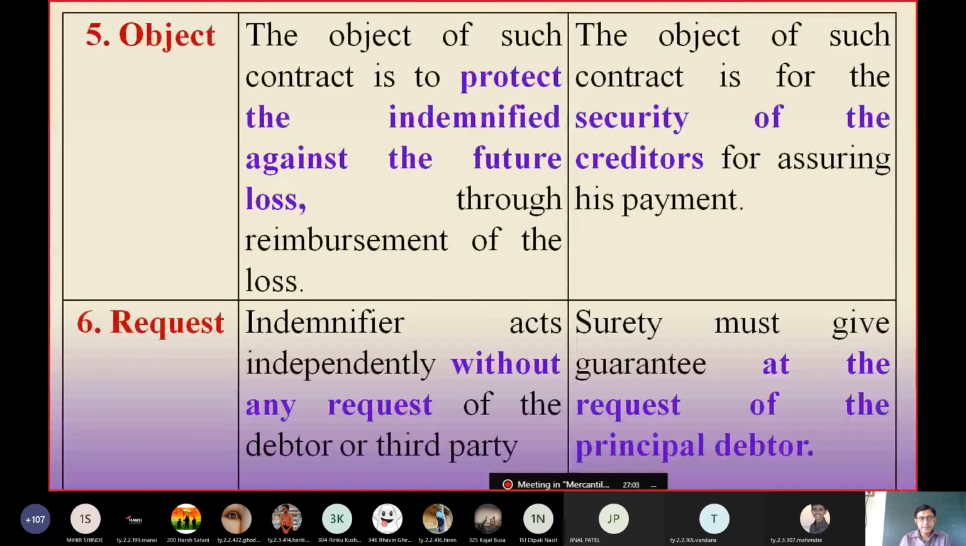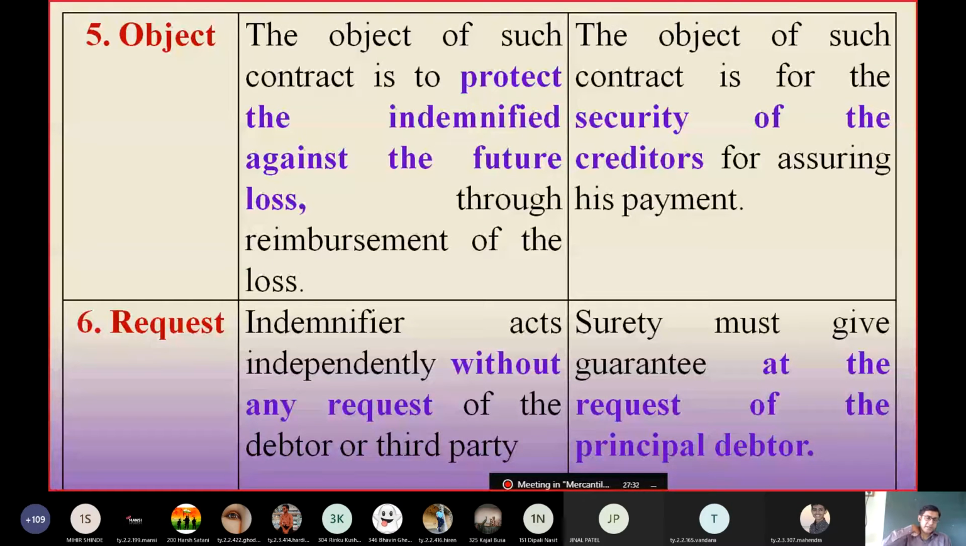What are the objects in both the contracts? For what purpose basically such contracts are framed? The object of such contract is to protect the indemnified against the future loss, possible loss, probable loss through reimbursement of the loss. So basically in case of insurance contract, it is also known as indemnity contract, or we can say compensation contract.